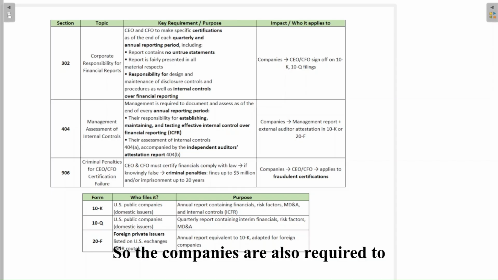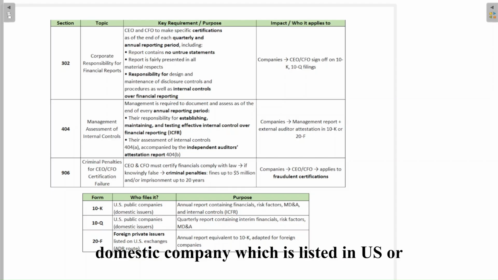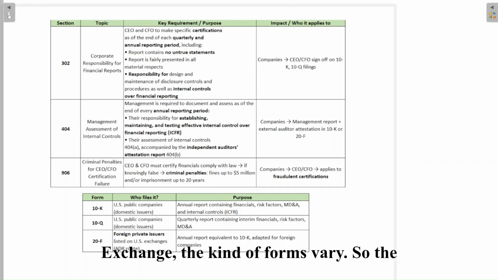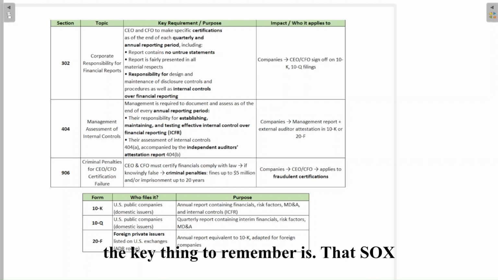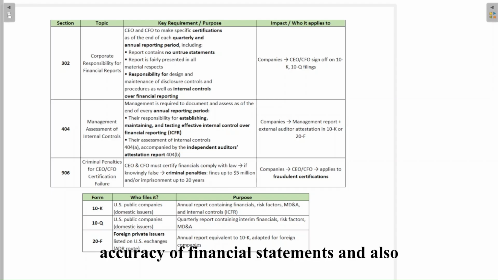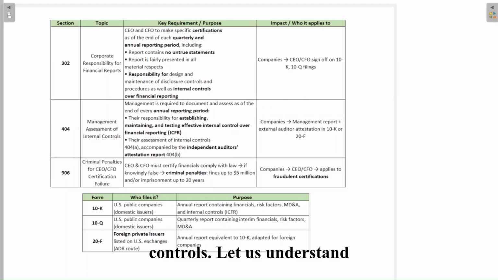Okay? So the companies are also required to file certain forms under this act, and this includes Form 10K, 10Q, 20F. So based on whether the company is a domestic company which is listed in US or a foreign company listed on the US Stock Exchange, the kind of forms vary. So the details of the required forms and what they contain have also been mentioned on the screen, so you can go through. But the key thing to remember is that SOX requires the management to attest on the accuracy of financial statements and also perform an assessment of internal controls.